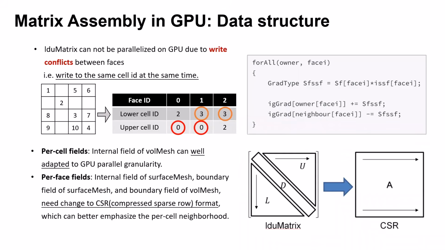If we look at this code, the cells and the phases here: if phase 0 wants to write to cell 0, and phase 1 also wants to write to cell 0, and we do this in parallel on threads, they write to cell 0 at the same time. So this is also very complex.